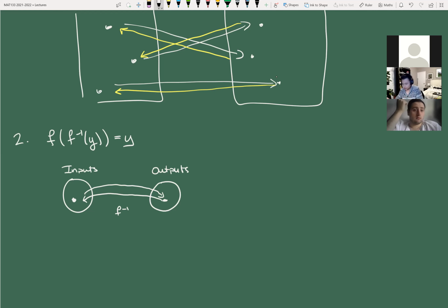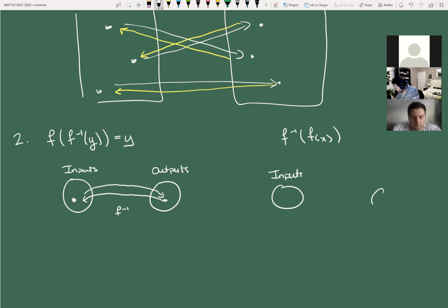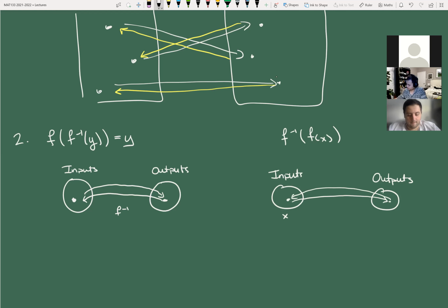And if we do the opposite, it's also true, right? So if we do f inverse of f of x, sorry, this should be f of x. We've got outputs. So I start with an x over here. I do f of x, so I map it to an output. And then I do f inverse of that. And I say, oh, well, where did I come from? Oh, I just end up back where I started. Right?